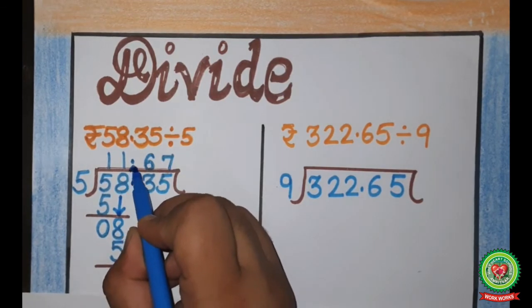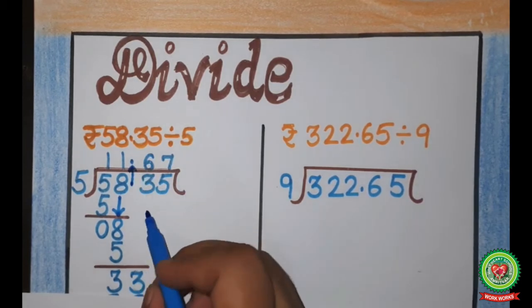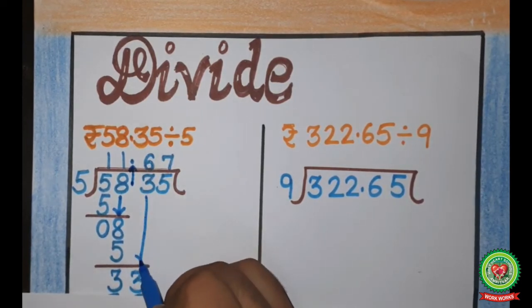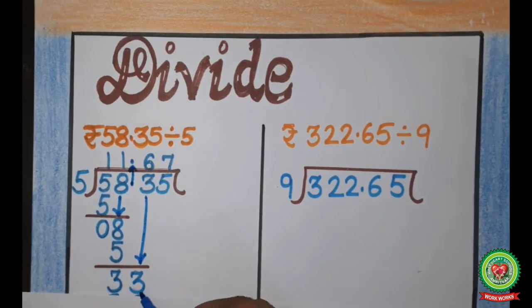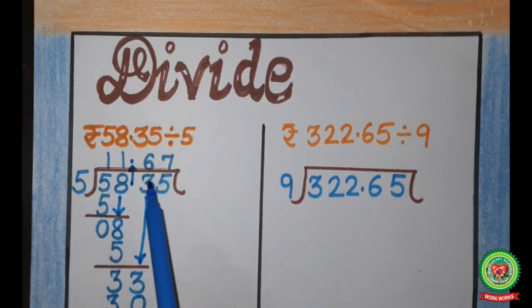Decimal will move upwards and this 3, or next number, will come down. Now the number is 33. On the 5 table, 33 comes? No. The number that is less than 33 is 30. On the 5 table, 30 comes on 6. 5 sixes are 30.